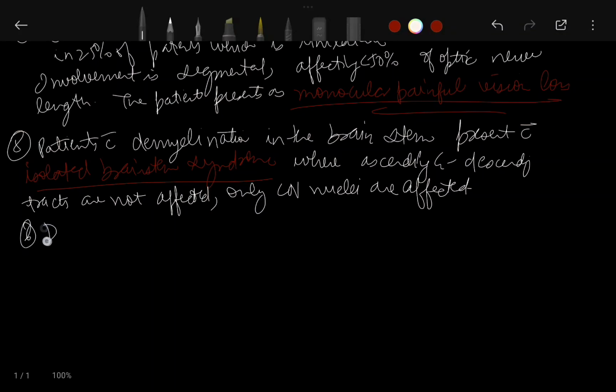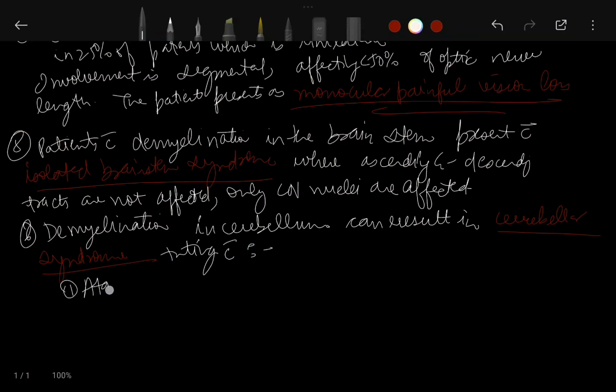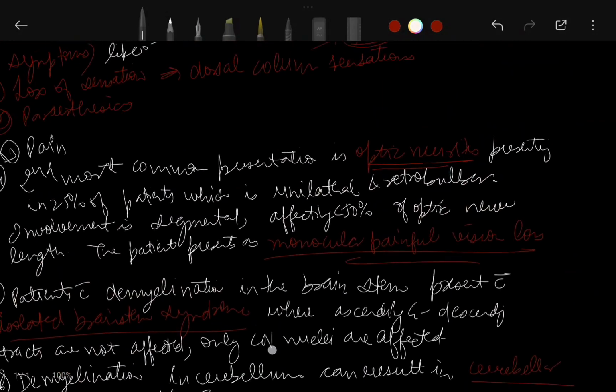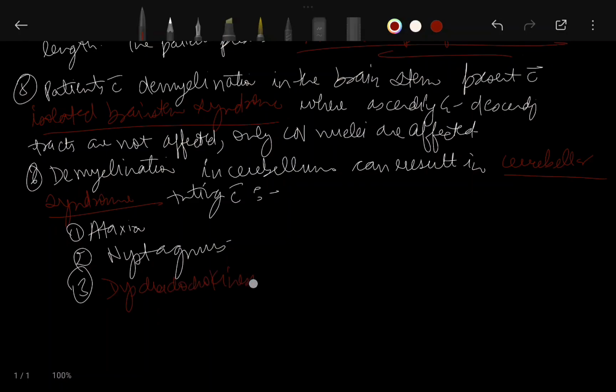Now after that, demyelination in the cerebellum can result in cerebellar syndrome, which means presenting with ataxia. In case of multiple sclerosis, the cerebellum may also be involved along with the brainstem, optic neuritis, pain, paresthesia, and loss of dorsal column sensations. There can be ataxia, nystagmus, which is common, and the third one is dysdiadochokinesia, which is also common.